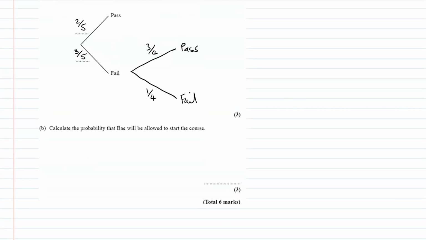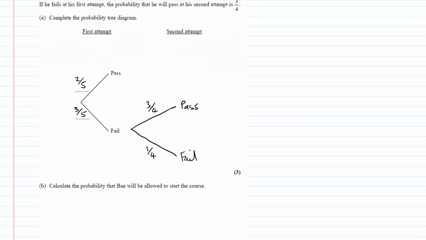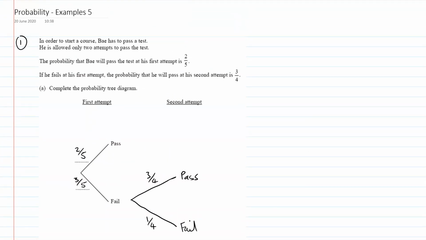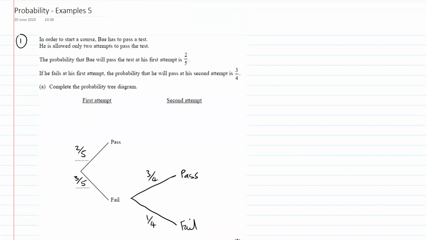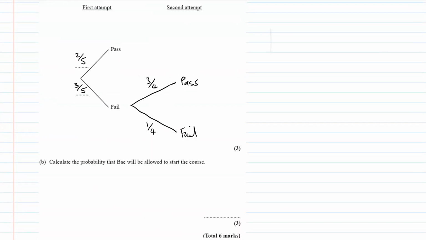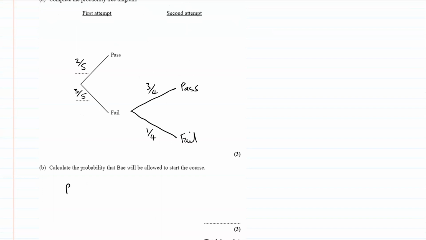And we've got one follow-up question. Calculate the probability that Bay will be allowed to start the course. So we can start the course if he passes the test. So we've got to think about what ways can he pass the test. Well, the ways of this happening, either he passes, the probability of that is simply 2/5. That's the first route. If he passes, he can start the course. So 2/5 from the start. If he does that first off, he doesn't need a second attempt.